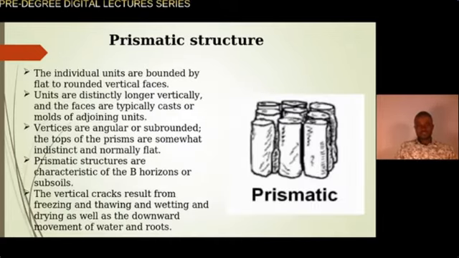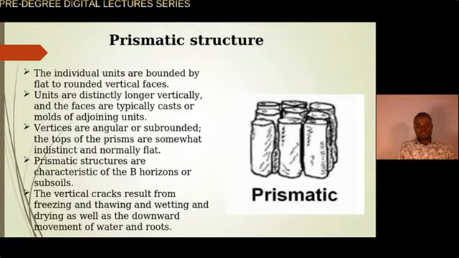Next, we have the prismatic structure. The individual units of this structure are bounded by flat to rounded vertical faces. The units are distinctly longer vertically, and the faces are typically cast or mold of adjoining units, as seen in the structure on your right hand side. The vertices are angular or rounded. The tops of the prisms are somewhat indistinct and normally flat. Prismatic structures are characteristic of the B horizon, or the subsoil.